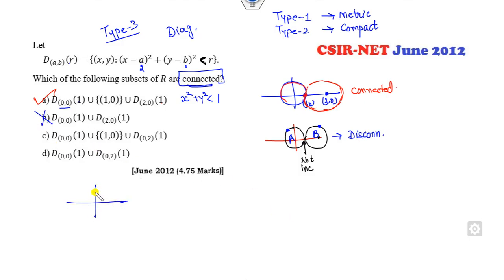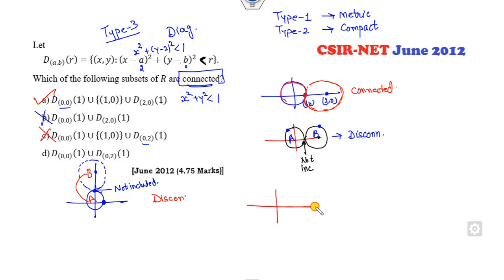D of (0, 0) again is a circle. (1, 0) is here. And (0, 2). So this is my 0 and this is y minus 2 less than, radius is 1. So this is my (0, 1), this is my (0, 2). So this is here. Fine. Again, because of the strictly less than sign, this point is not included. So once this point is not included, you are unable to move from B to A. So that means this is also disconnected. So this option is also cancelled.